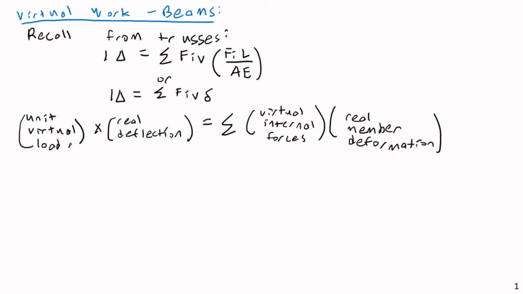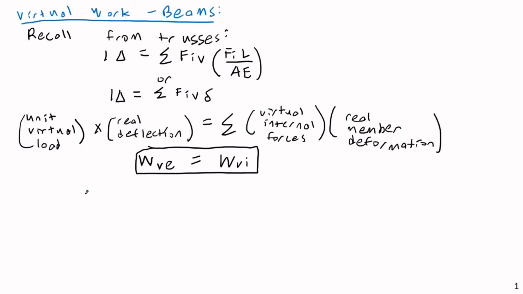Another way to think of this is that this is our unit load. It would be a 1 kip load, a 1 pound load, or a 1 kilonewton load, depending on what unit system you have, times the real deflection. That's the actual deflection, which is what we're ultimately trying to solve for. This is equal to the summation of the internal forces produced by that unit virtual load times the real member deformation. Or we can think of this as the virtual external work being equal to the virtual internal work. We take this unit virtual load and carry it through the real deflection, and that's the work on the outside of the structure. On the inside of the structure, we have the virtual member forces going through whatever real deformation the structure is experiencing.